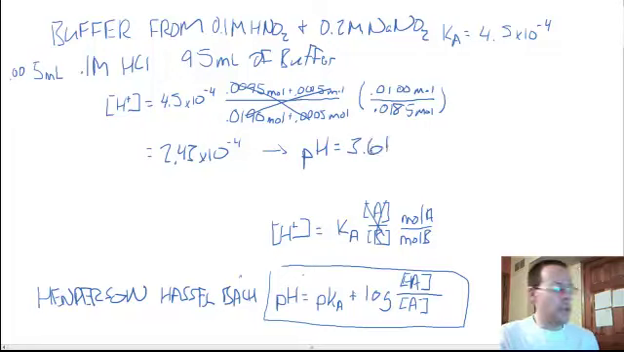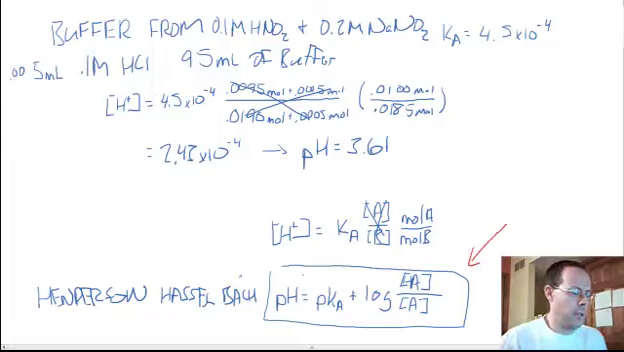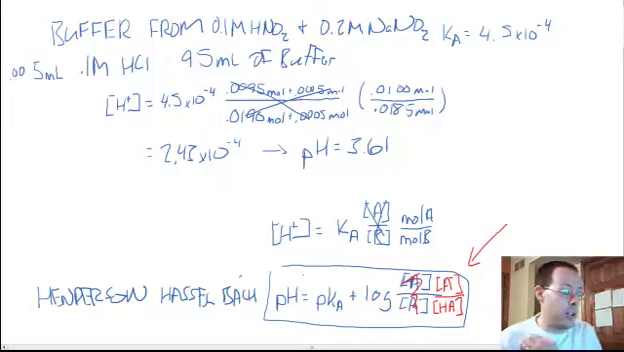So the main thing is this equation is available to you all the time. And I am looking at this, and I think I may have gotten it wrong. This last part should be conjugate base over acid. My apologies. And this is what will be on the AP equation sheet.